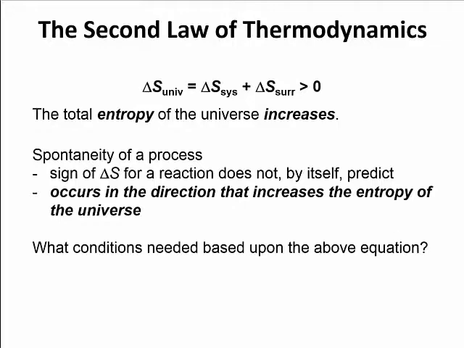So if we look at the equation above, what conditions do we need in order for that to occur? Well, if delta S of the system is negative, delta S of the surroundings has to be greater than that value, and it has to be a positive value, so that we end up with a delta S of the universe greater than zero. If delta S of the surroundings is negative, then delta S of the system has to be greater than that, so that we end up with a delta S of the universe that's greater than zero. Okay, that's the main thing. We always have to have the total entropy of the universe increasing.